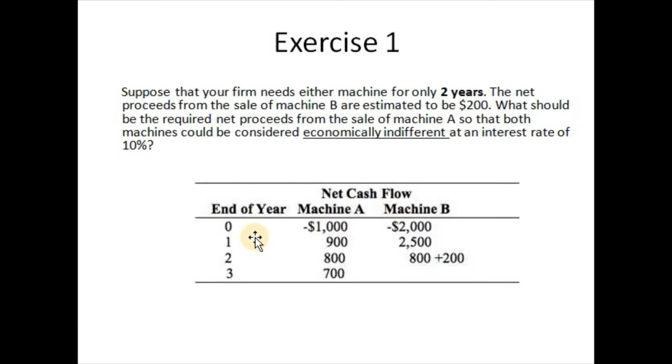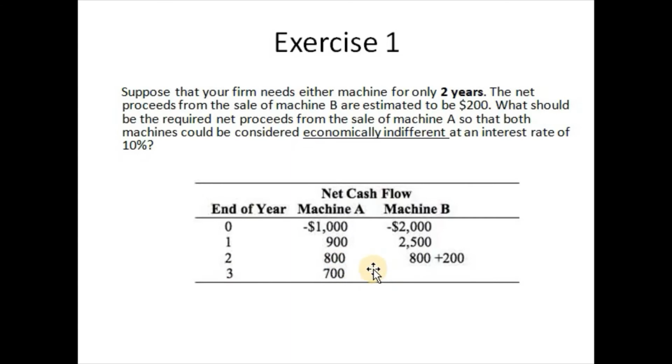And I want to look at the life. So machine A has a life of 3 years, machine B has a life of 2 years. Now this is a problem. I cannot compare those two machines if they don't have the same life. However, suppose that the firm needs either machine for 2 years, so this is my study period. If the study period is 2 years, I can use B. It has a life of 2 years, and machine A, I will not use it for 3 years, I will only use it for 2 years.